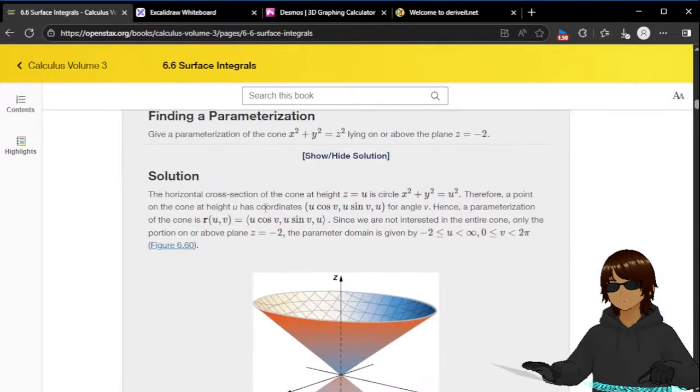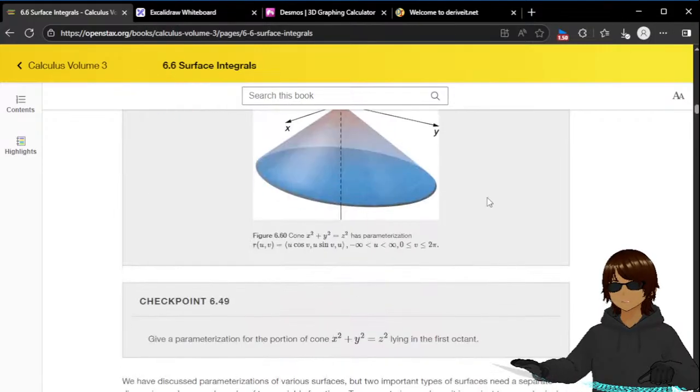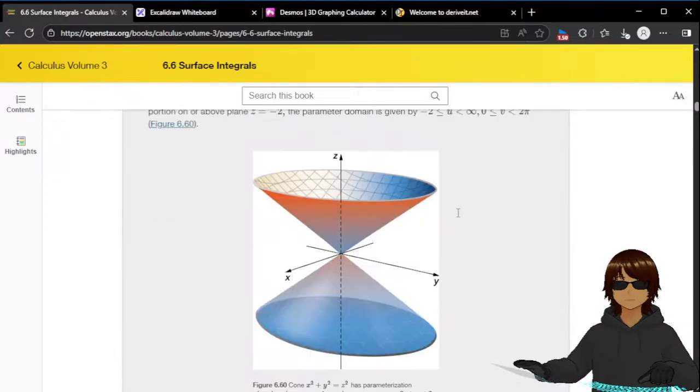A point on the cone at height u has coordinates (u cos v, u sin v, u) for angle v. Hence, a parameterization of the cone is r(u,v) = (u cos v, u sin v, u). Since we are not interested in the entire cone, only the portion on or above the plane z equals -2, the parameter domain is given by -2 ≤ u < infinity and 0 ≤ v ≤ 2 pi.